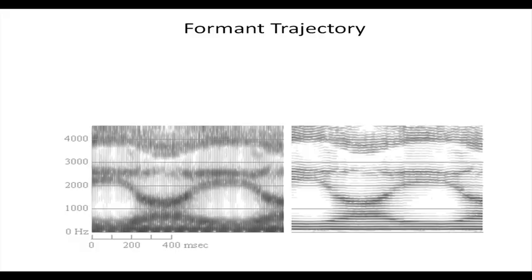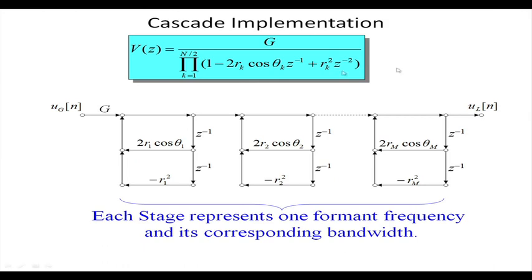Since the vocal tract can be modeled as an all-pole model, I am not going into the details of that. This is the formant trajectory. So, I can see that the whole V(z) is the product of these. This is the digital implementation, again the same; each of the chunks represents a formant frequency. This is the first formant, formant 2, formant 3. So, that will come.